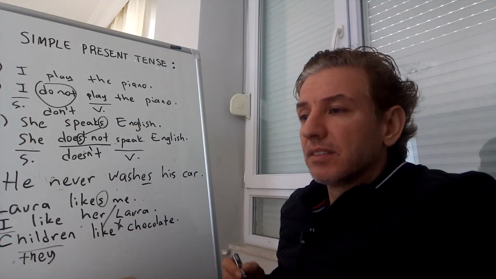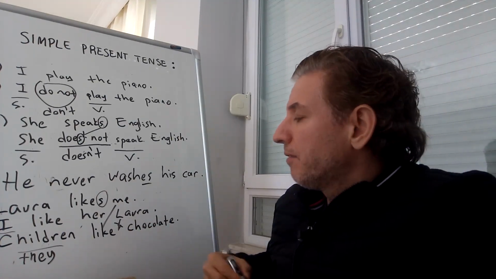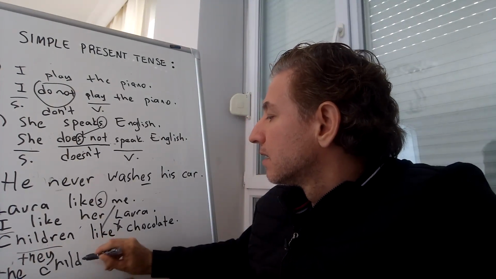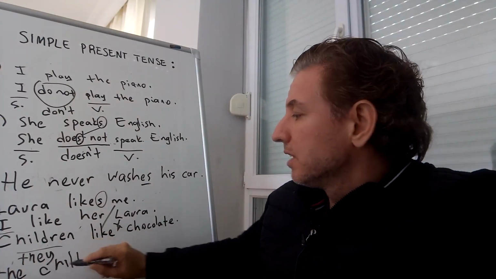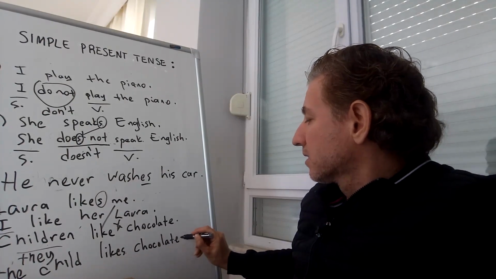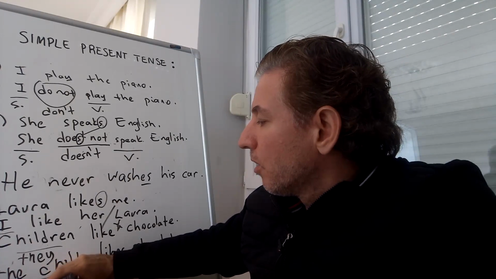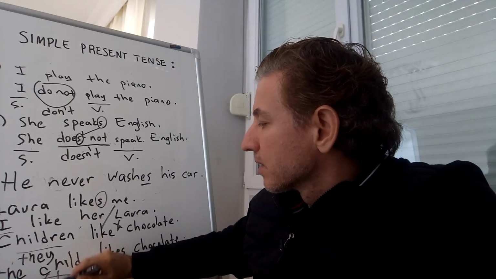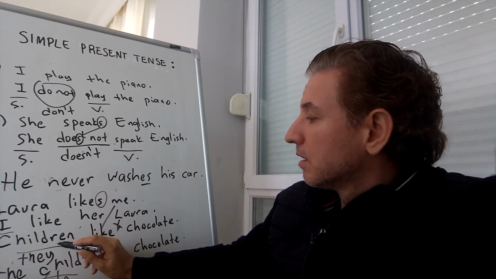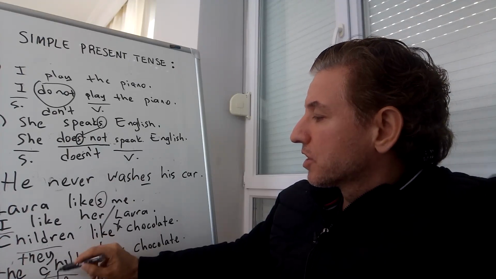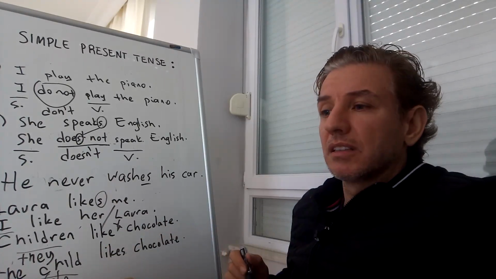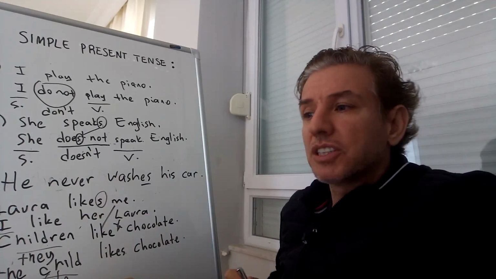They like chocolate. The child, if we say the child, okay, singular. The child is the singular form of children. The child likes chocolate, okay? The child likes chocolate because he or she is one person, but here it is more than one person. So this is the plural form of child. Child, children. Children like chocolate, but the child likes chocolate.